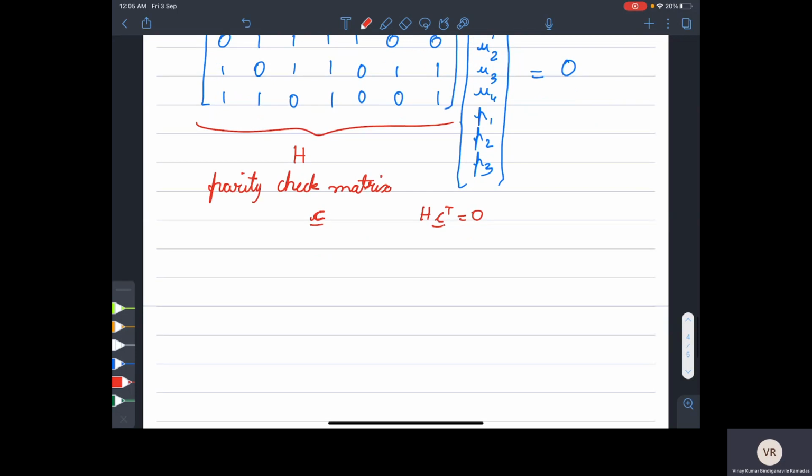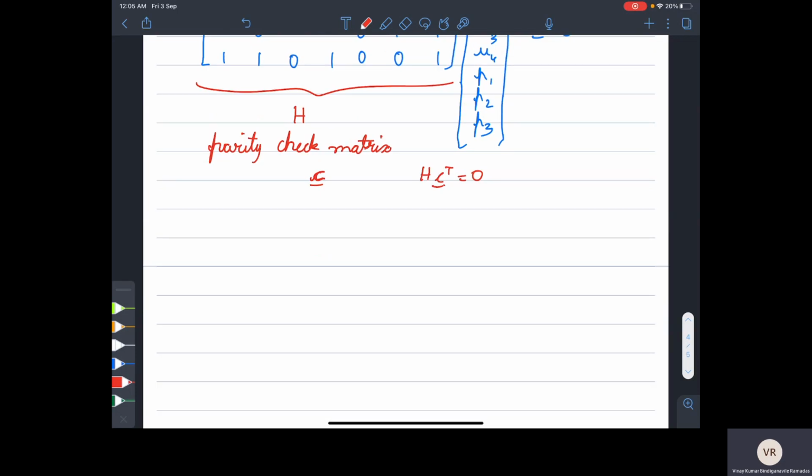Okay. So more generally, what are the code words? What is the code book? C is the set of all vectors such that H times C transpose is equal to 0. In other words, it's the null space of H.